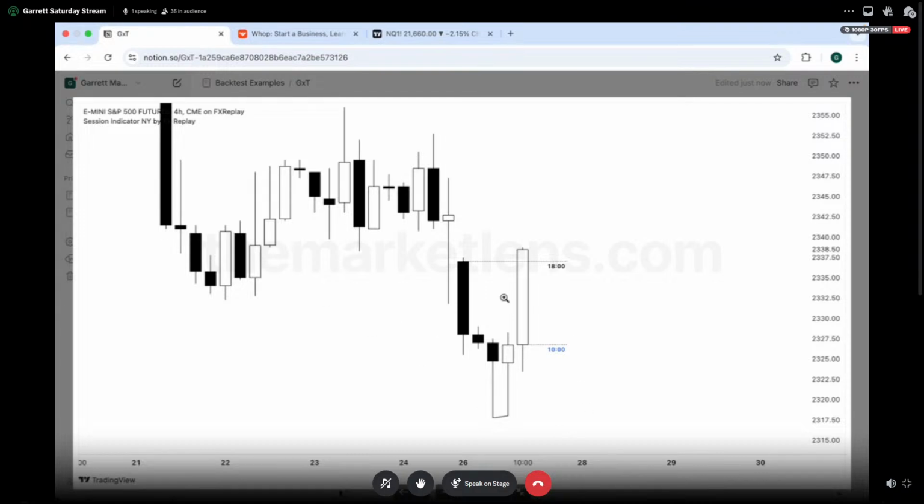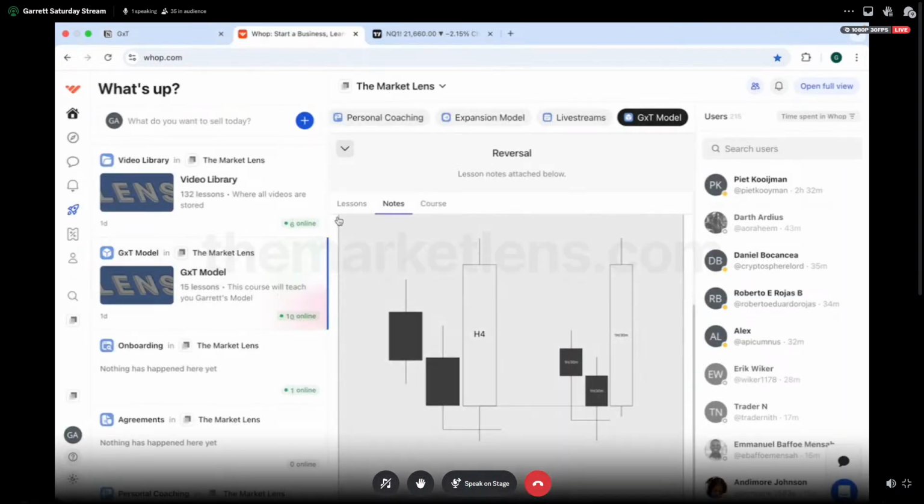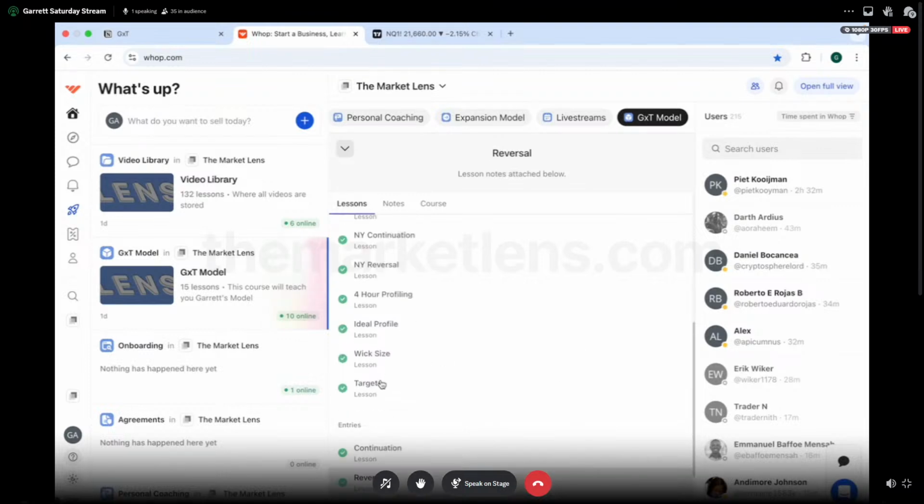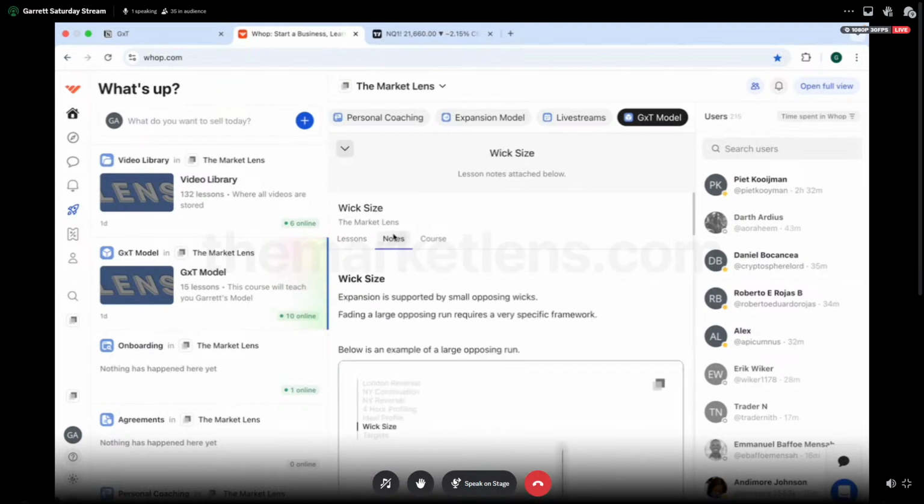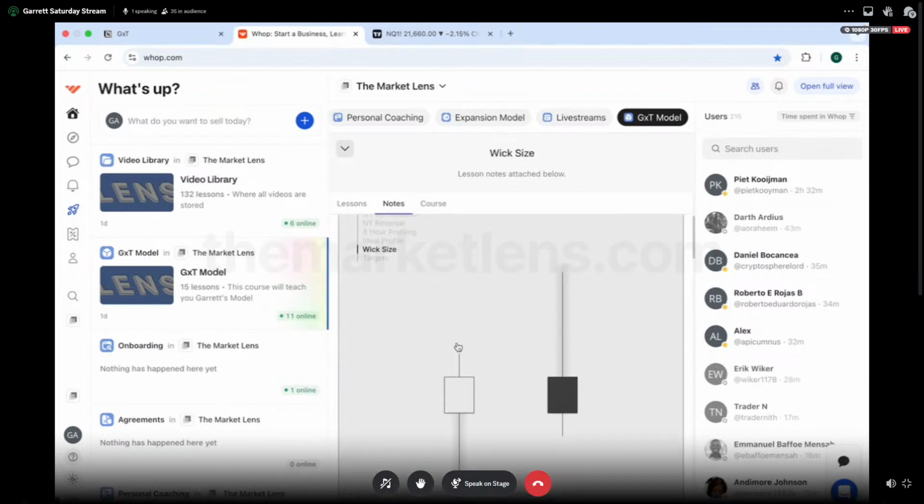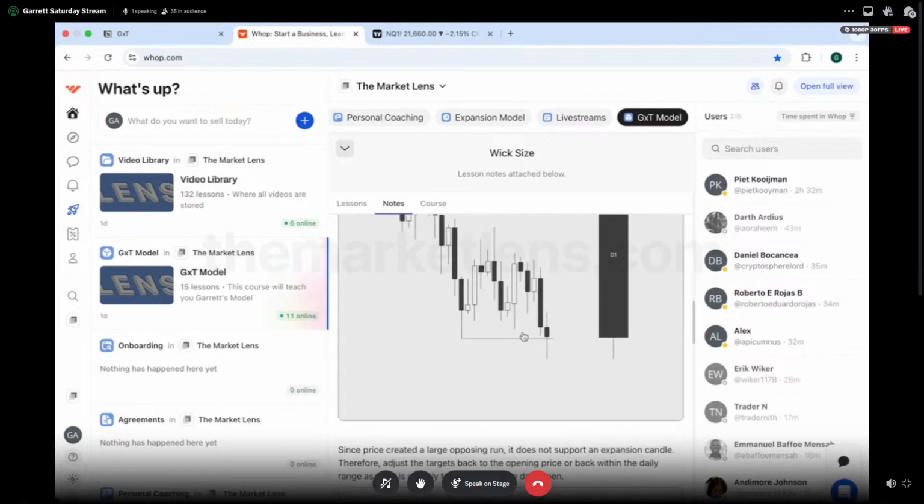So what about this day? This is an example of trading this profile. We have a very large opposing run. I wanted to throw this in here. So this is under wick size. How to trade a reversal candle, right?